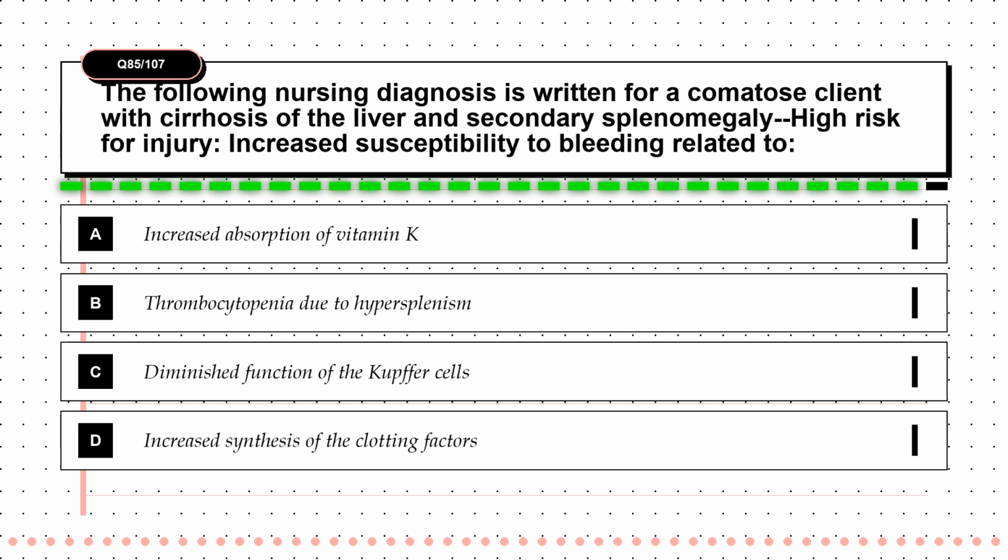Question 85. The following nursing diagnosis is written for a comatose client with cirrhosis of the liver and secondary splenomegaly: high risk for injury, increased susceptibility to bleeding related to. Here are the options. Option A, increased absorption of vitamin K. Option B, thrombocytopenia due to hypersplenism. Option C, diminished function of the Kupffer cells. Option D, increased synthesis of the clotting factors.